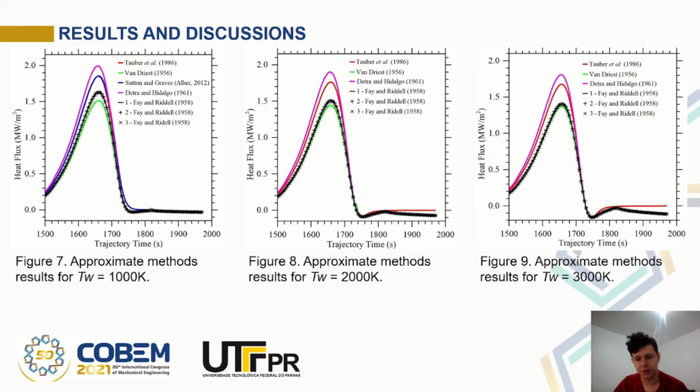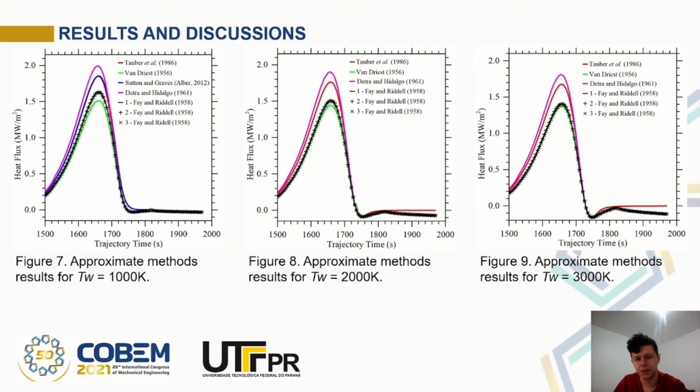The approach that always presented the highest results in all three wall temperatures was Detra-Hidalgo, and the lowest one was Van Driest. Another important thing to note is that even though three different thermodynamic equilibrium models were used in the Fay-Riddell approach, no big differences were found in the results. And the Sutton-Graves method is not presented for the wall temperatures of 2000 and 3000 kelvins. This is because this approach is not recommended for wall temperatures above 1111 kelvins.